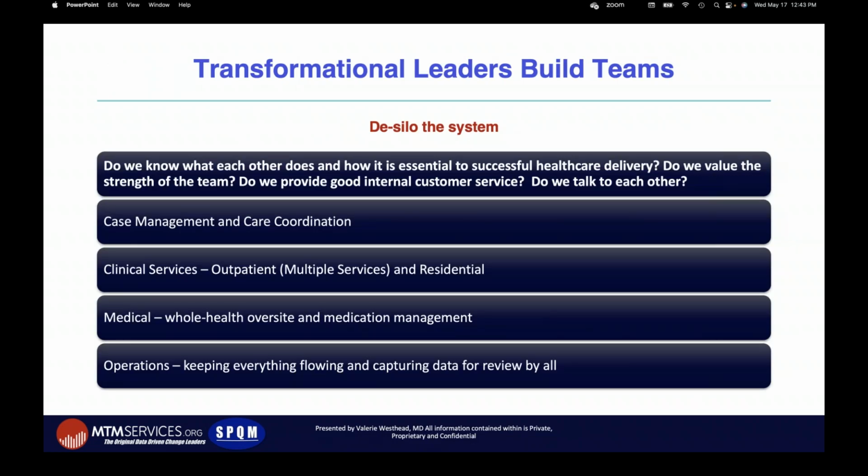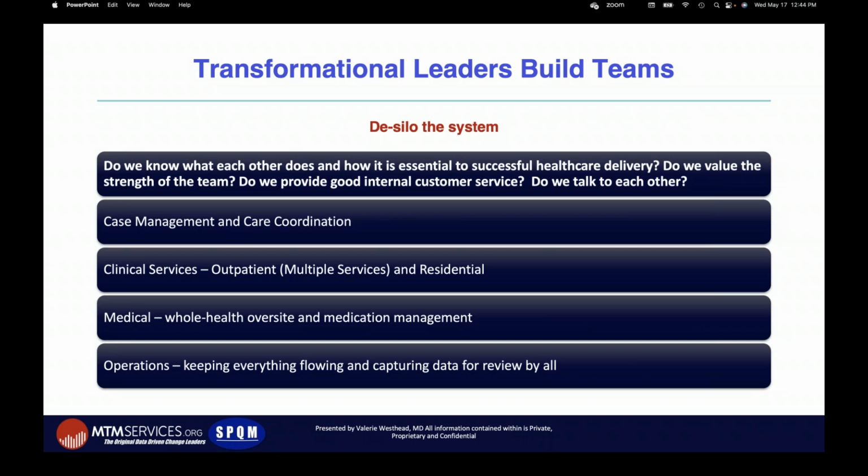We find ways to de-silo systems. We talk to each other. We understand what case management and care coordination is all about. Clinical services: we have a role in this under the CCBHC, guiding and engaging in what are the clinical services and how do medical services and clinical services and case management work together. Care coordination is often really about connecting to primary care. So that is something that the medical director has a big role in, making sure that we're working together.